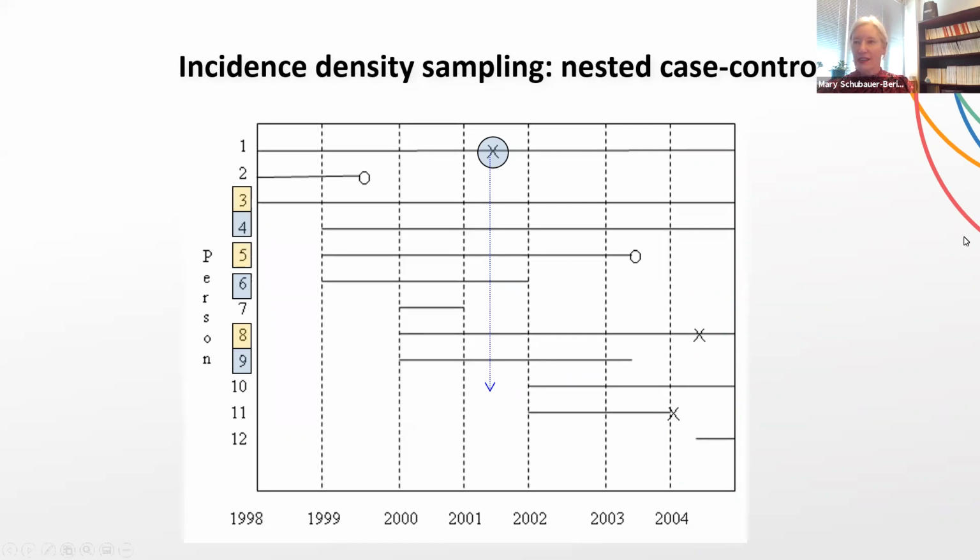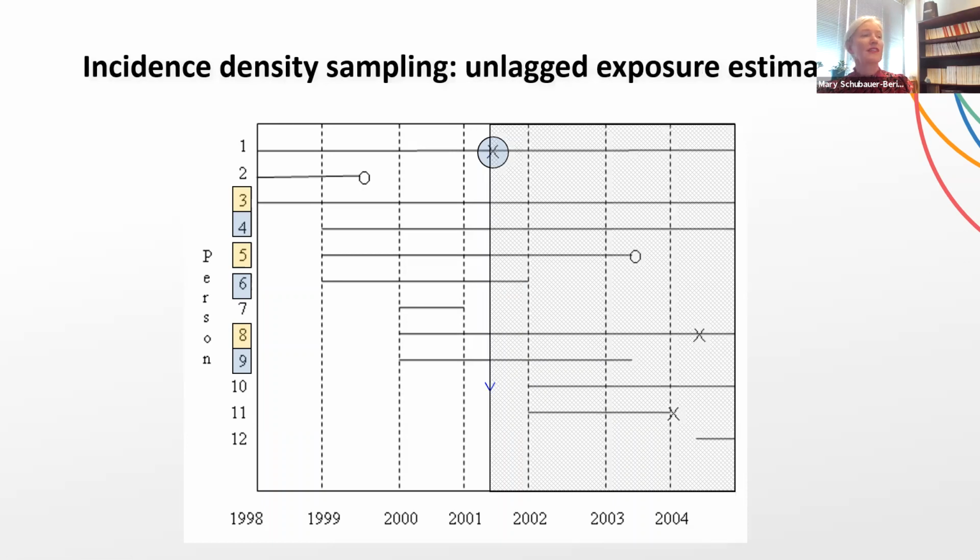And you would use this design when it's more efficient to estimate exposure or confounders for the people who are in your study. So this is the basis of having a very efficient and asymptotically identical result to a full cohort analysis, but using a selection of the risk set as controls. So, to continue this thought, how do we ensure that we have an unbiased estimate of the exposure for these risk set members?